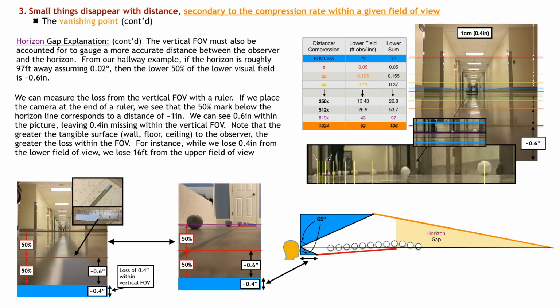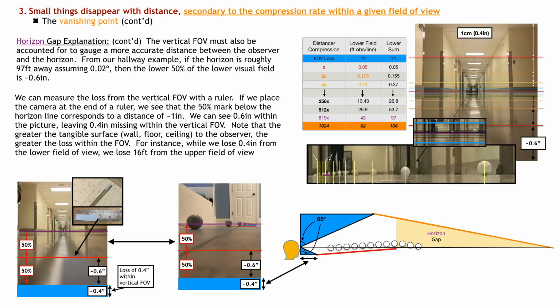And note that the greater the tangible surface, i.e. wall, floor, or ceiling, to the observer, the greater the loss within the field of view. For instance, while we lose 0.4 inch from the lower visual field, we lose 16 feet from the upper field. So again, your camera has a fixed vertical field of view. And so if I am close to the floor, I am losing less of the floor because I'm closer to it. But if I were to calculate the amount of missing information from the upper field of view, it's much greater because the angle is held constant, but the distance to the ceiling is greater.